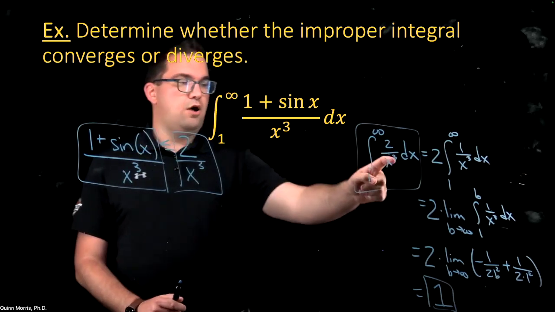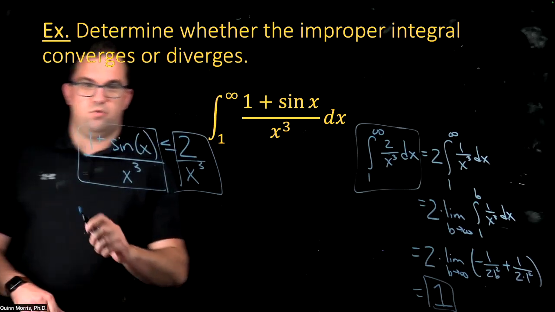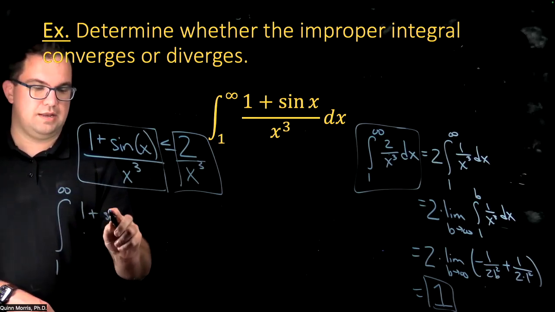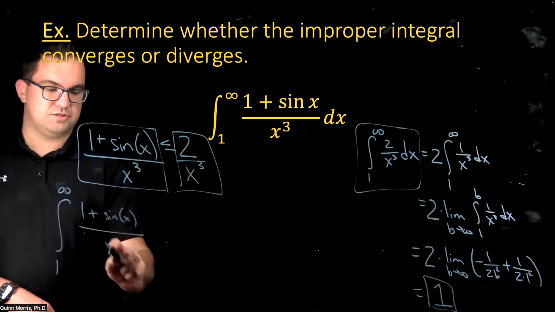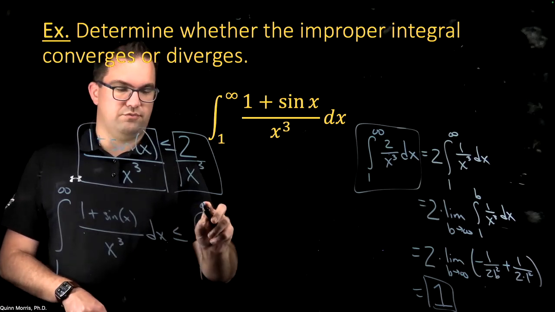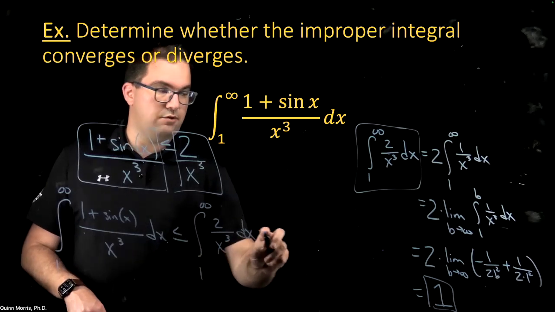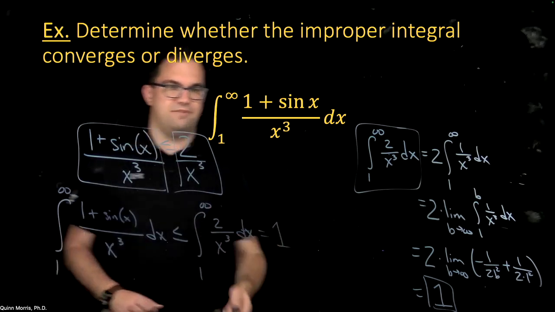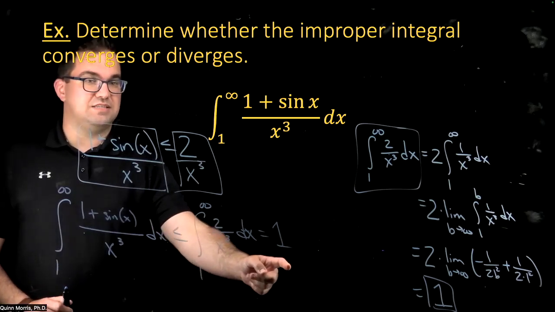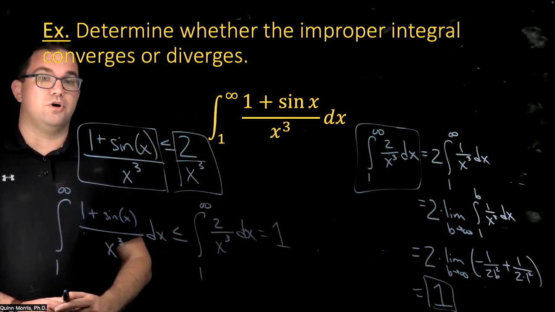But now this is the value of this integral. And what we know is that this function, 2 divided by x cubed, is bigger than this function. So what that tells us is that the integral from 1 to infinity of (1 plus sine x) over x cubed dx should be less than or equal to the integral from 1 to infinity of 2 over x cubed dx, which I now know is finite. It's 1, but I don't actually care that it's 1. I care that it's finite. So since the bigger integral converges, the smaller integral must also converge.